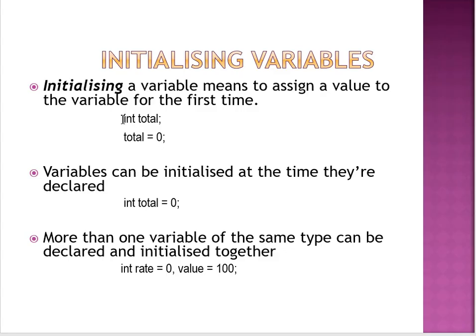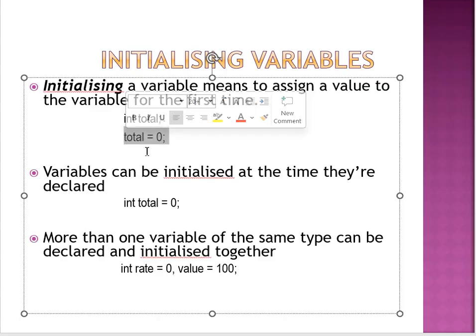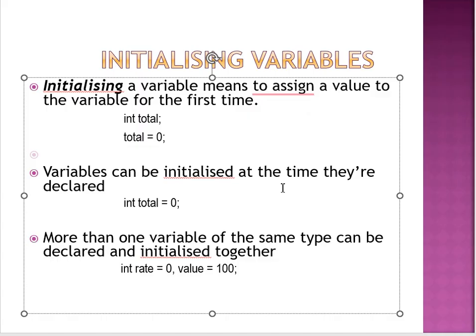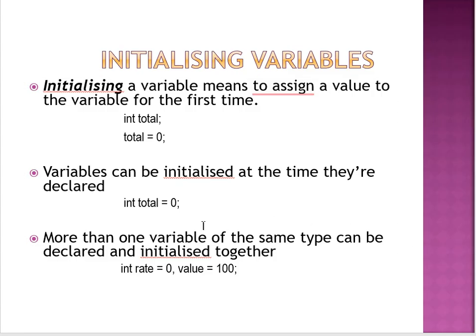So this is what you are seeing here. For this one, we have declared a variable called total, and we have assigned it a value. The statement, the number 2 statement down there, is what we call initialization. So total has been initialized to 0. That's what you call it. Then variables can be initialized at the same time they are being declared. That's another way.